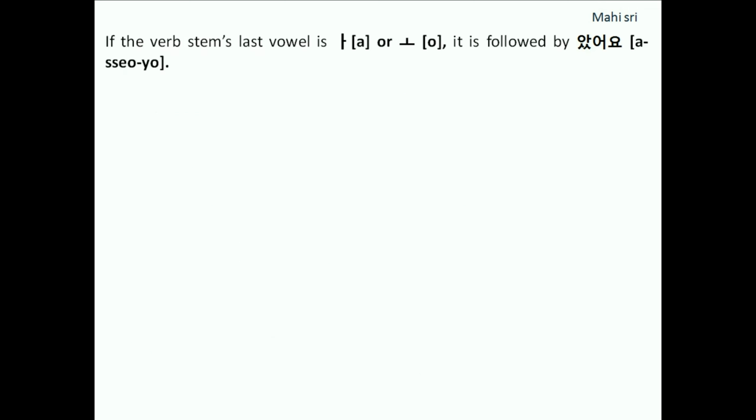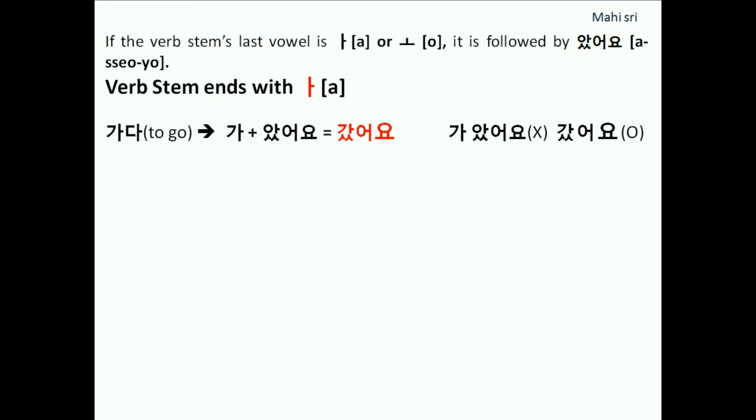Next, let us see these rules with simple examples. Now I am gonna use the same examples that I used in present tense, so you may relate the both and can easily get the difference and can learn easily. So first, let's see the verb stems ending with a. First example is kada. The verb stem is ka plus asoyo. It is not ka-asoyo, it's just kasoyo. So kasoyo is went. I went, you went, she went, they went, like that.